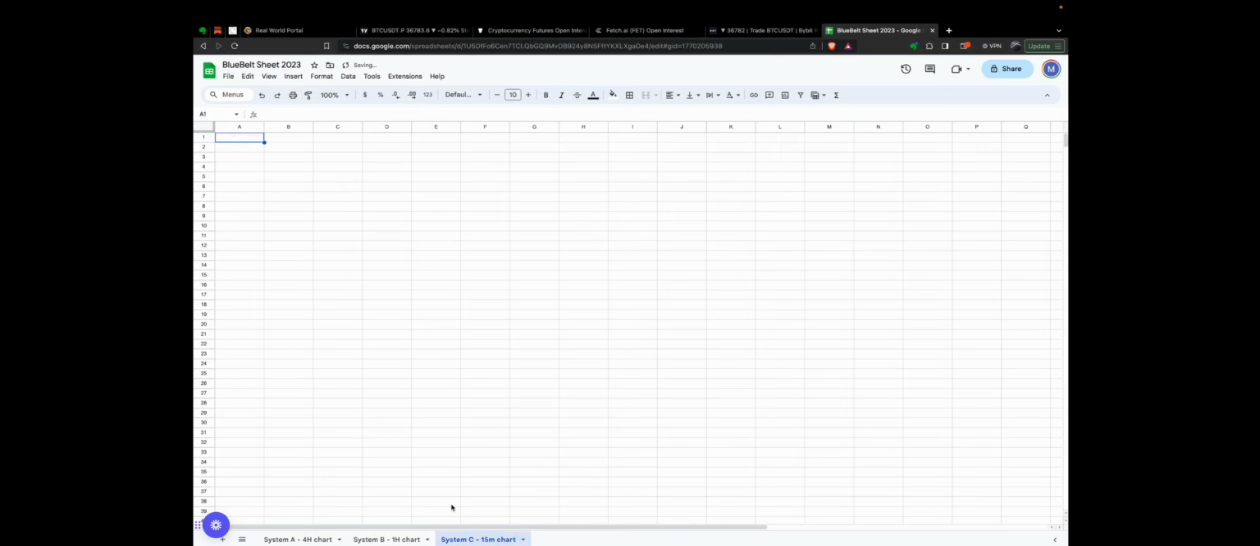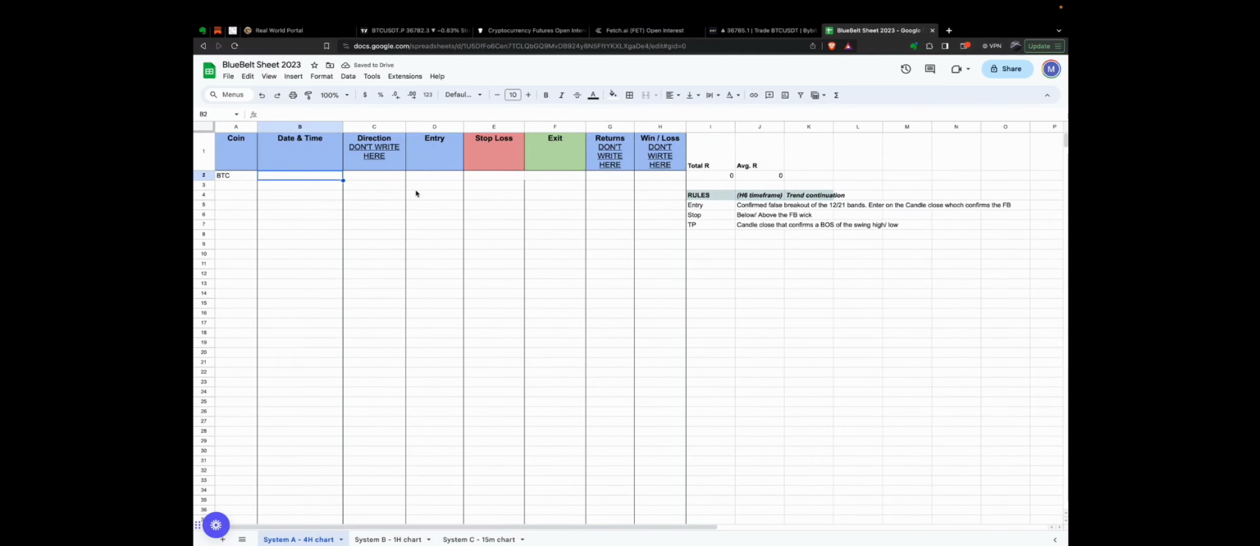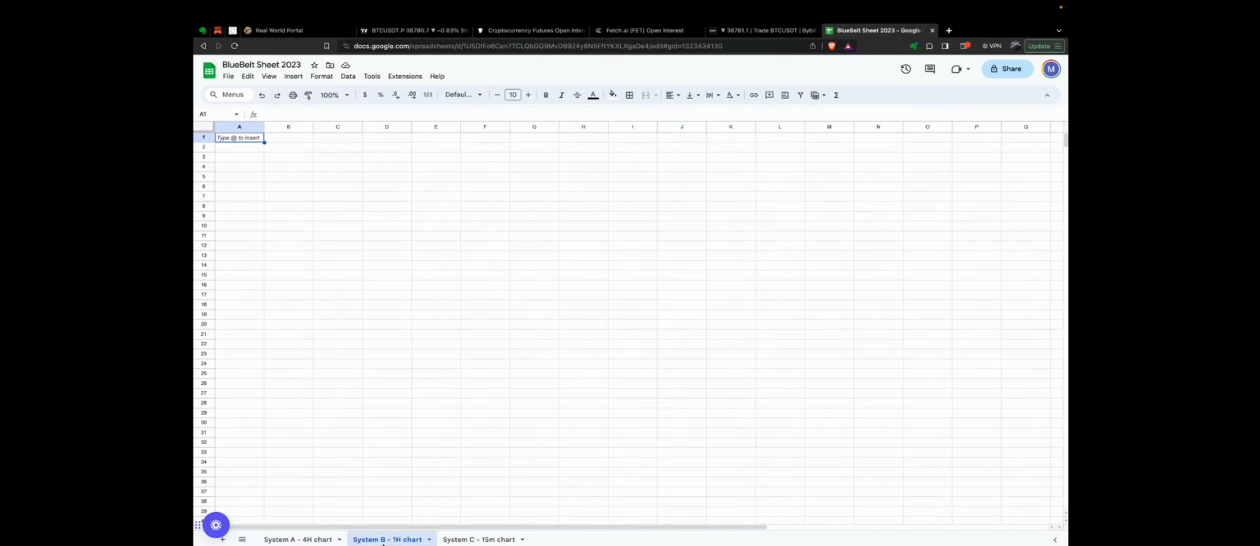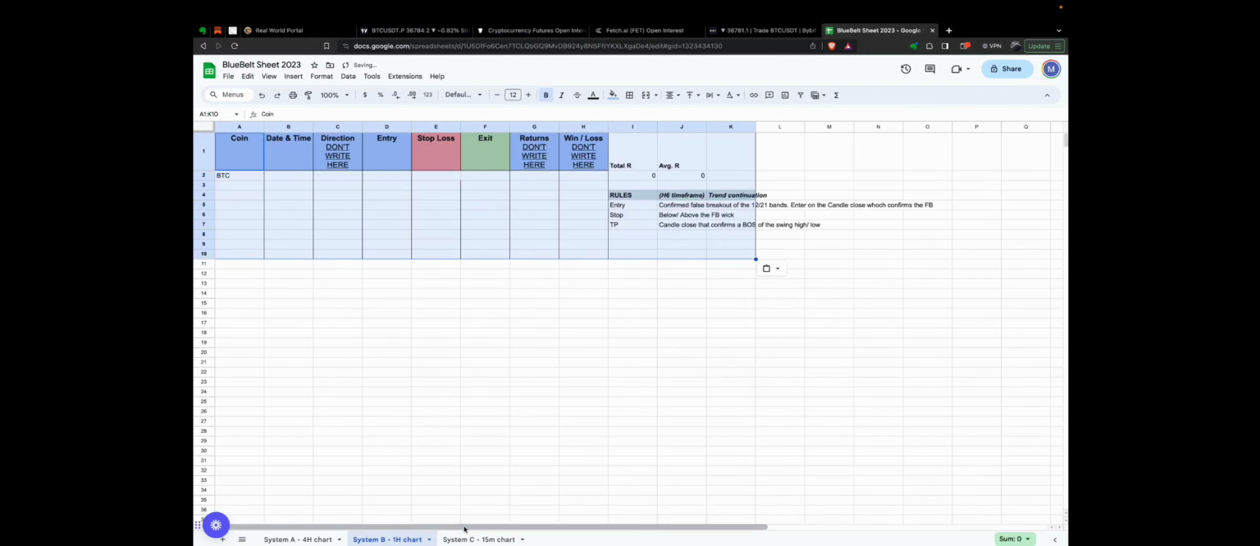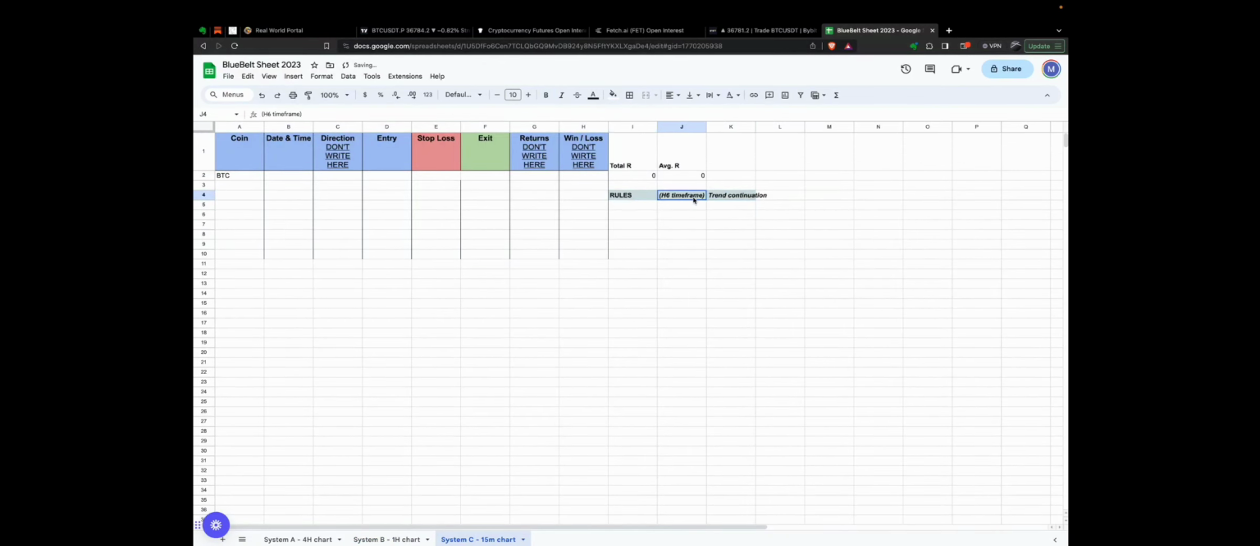In each of those, you should copy paste this across so they're all tracked the same, but keep them separate. Different tabs on the same sheet, but make sure that each system you test has its own tab. And then put your rules in for each of those systems. So rules go there, and then copy it across for each of your systems. And obviously every system will be different. So system A, system B, system C will all have different rules.